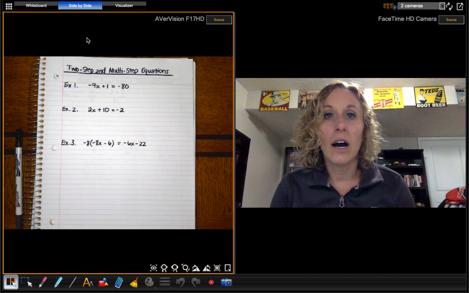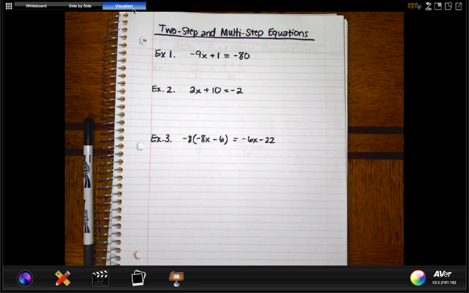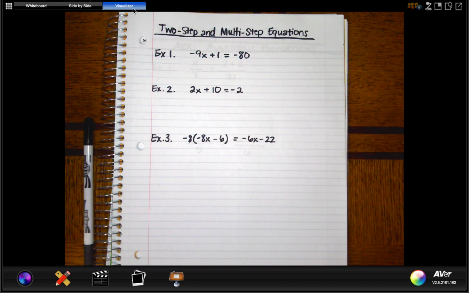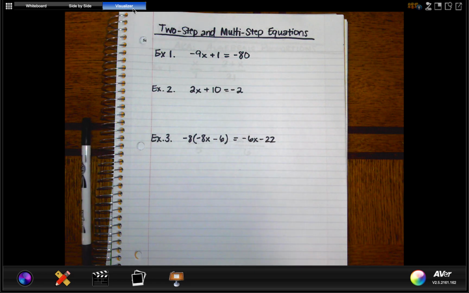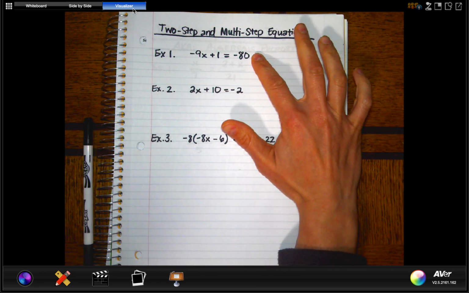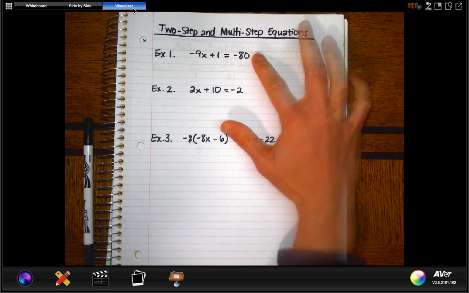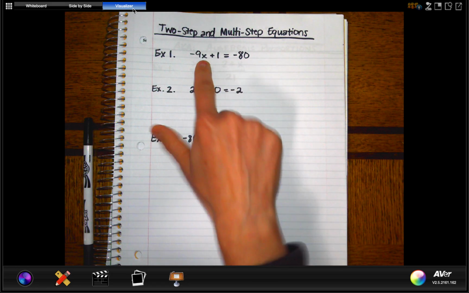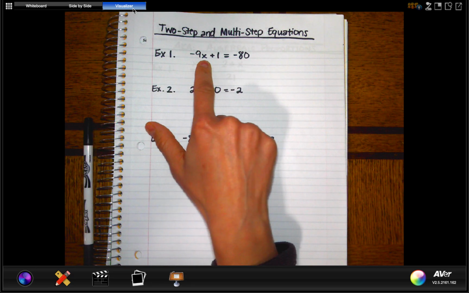Okay, so let's start in here. We're going to start with the two-step equations and then the multi-step. So if you were in my class, the two-step equation we talked about as being a shooter problem, where the equal sign is the door and X is like a shooter. And everybody's going to get out safe here.